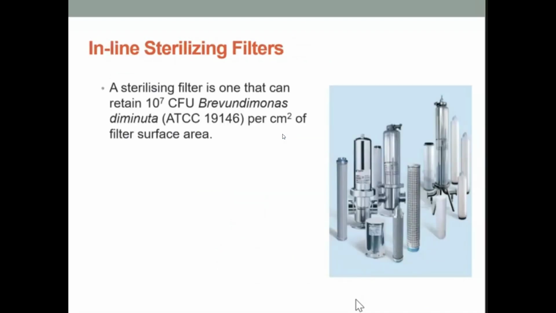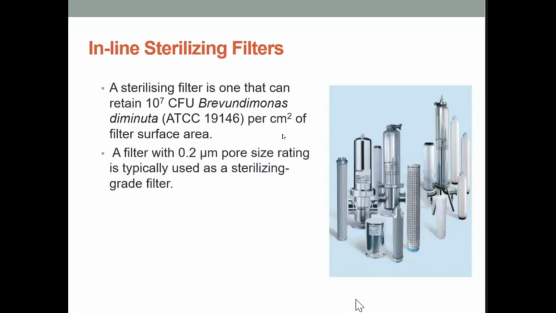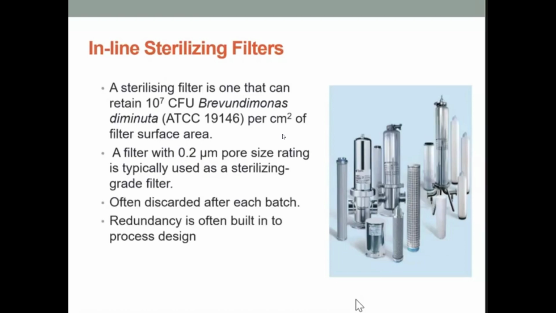Inline sterilizing filters. A sterilizing filter is one that can retain 10 to the 7 CFUs, so that's Brevundimonas diminuta, per centimetre squared of the filter surface area. A filter with 0.2 micrometer pore size rating is typically used as a sterilizing grade filter. It's often discarded after each batch. Redundancy is also often built into the process design.